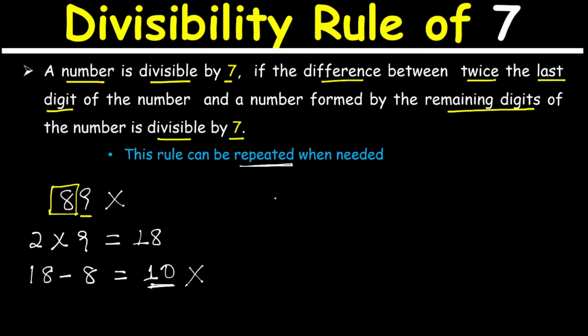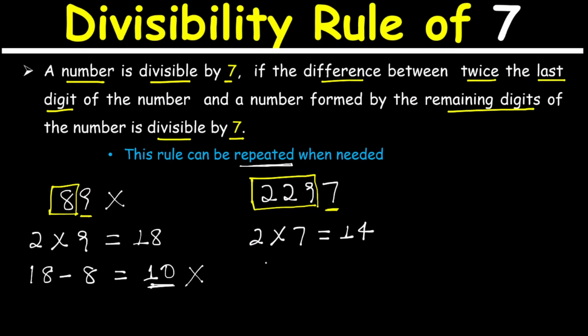One last example. Is the number 2297 divisible by 7? The last digit of the number is 7, and the number formed by the remaining digits is 229. Twice of the last digit is 2 multiplied by 7, which is equal to 14. Now let's calculate the difference. 229 minus 14: 9 minus 4 is 5, 2 minus 1 is 1, and we have 2. Is the number 215 divisible by 7?